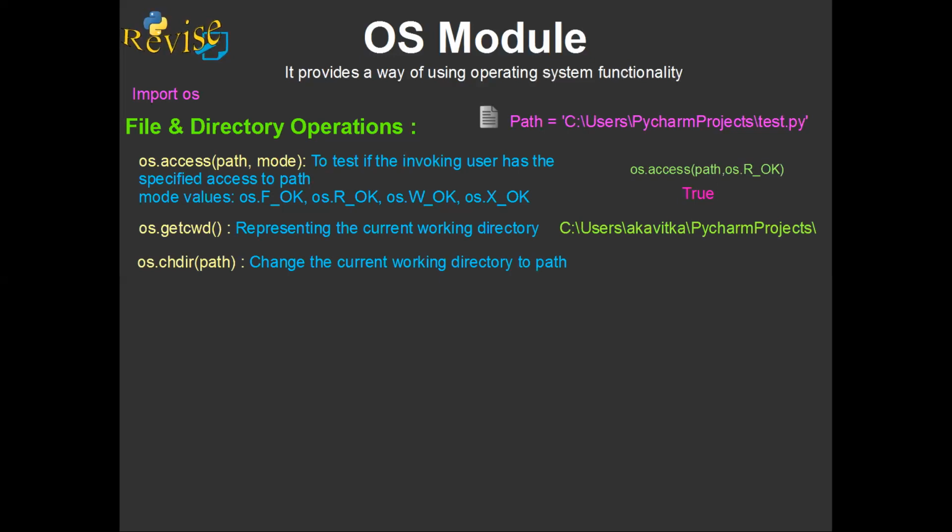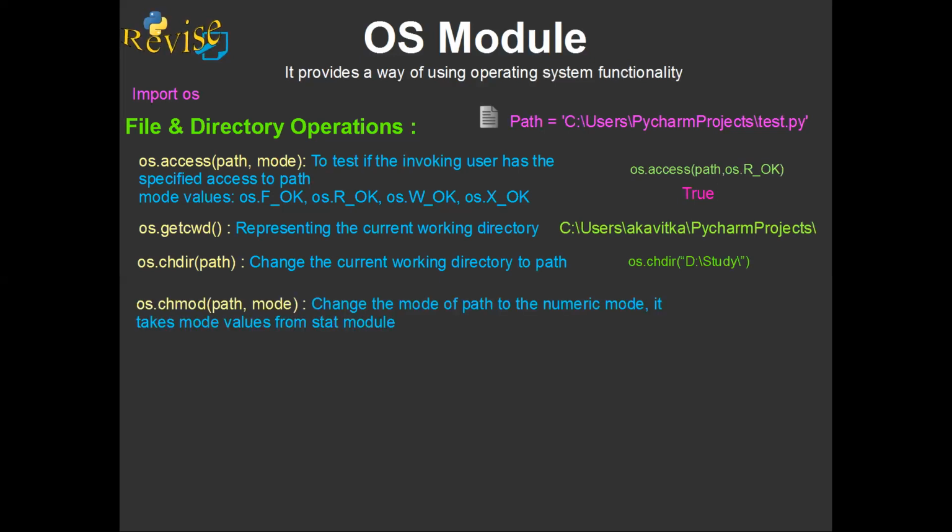So let's say you're currently working and you want to change the directory and execute some code from there. You can use chdir. That's how you do it in Linux. Same here. You can change directory from users to dstudy. Change mode. This is a little tricky here because Python usually uses octal values. So before changing mode, you want to know what is the current mode. So you have to use stat, get the stat for the path.